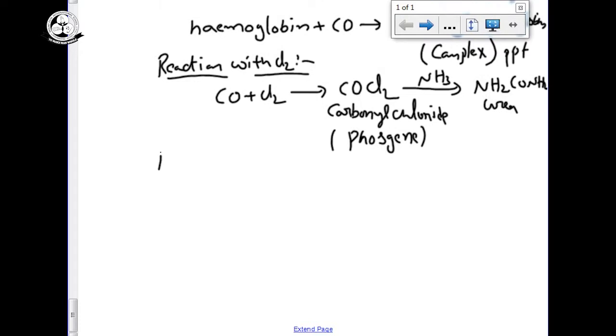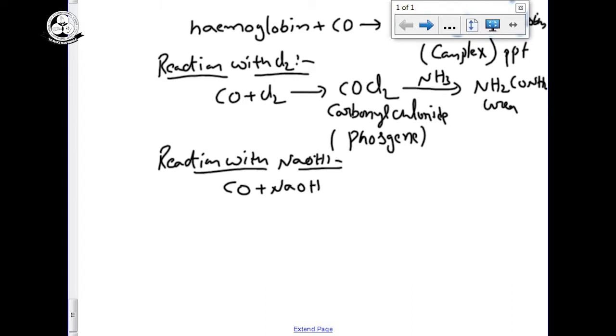Reaction with sodium hydroxide. If carbon monoxide reacts with NaOH under pressure and some temperature, we can form sodium formate, HCOONa, the salt of formic acid. Its name is sodium formate.